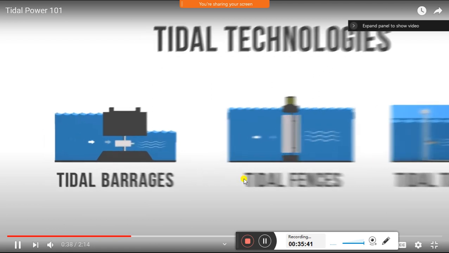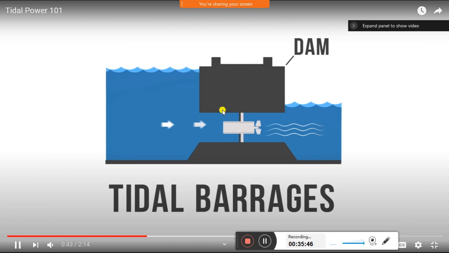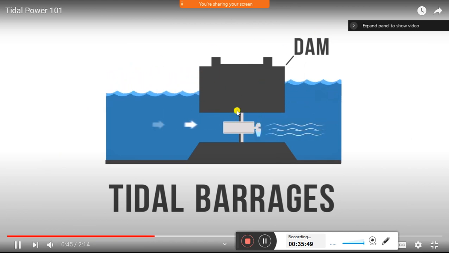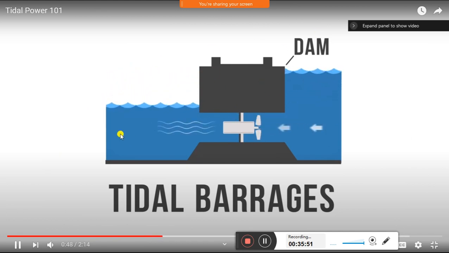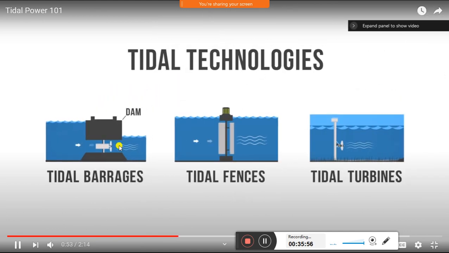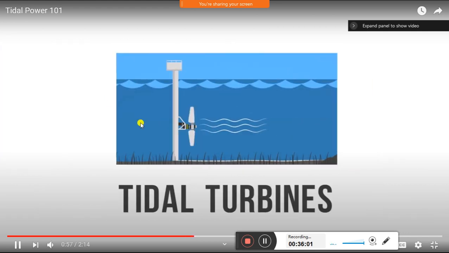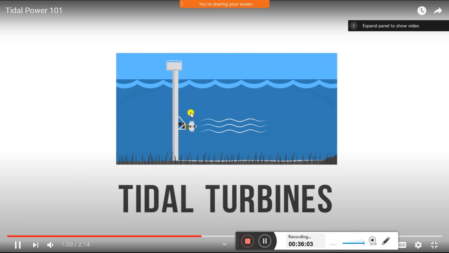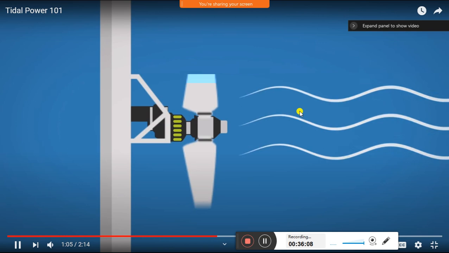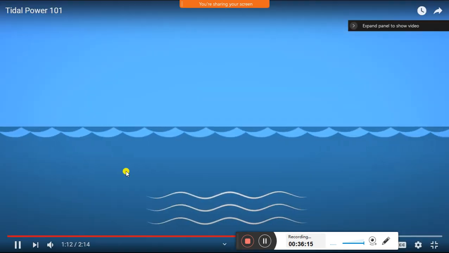Tidal barrages: it's a basin, with a dam, turbine, and generator. It works in both directions. The water flows and generates energy. Tidal fences are a vertical type, and tidal turbines are another type. These are the three different types we use to generate tidal energy. Because of the tides, it continuously rotates, and there is a generator which converts it to electric energy.